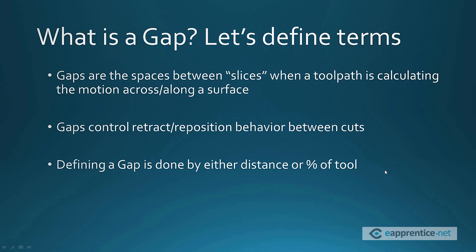So what is a gap? Let's go ahead and define some terms. Gaps are the spaces between slices when a toolpath is calculating the motion across or along a surface. Gaps control retract and reposition behavior between the cuts on a surface toolpath. And defining a gap is done by either a gap distance or as a percentage of the tool.